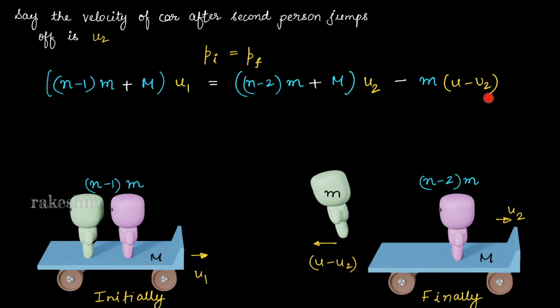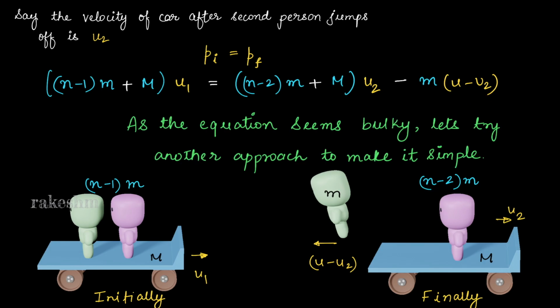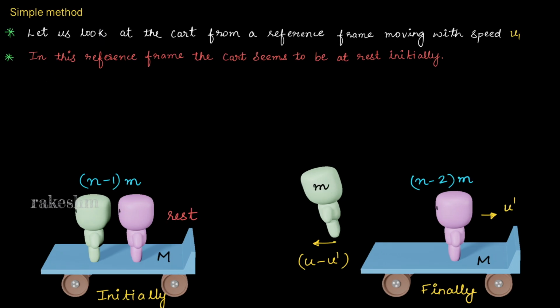Now we need to calculate for u2. As we can observe, this equation is very big, and to calculate u2 from this equation would be very inconvenient. So as the equation seems bulky, let's try another approach to make it simple, so that we get the answer in very simple steps. So let us try a much simpler method.